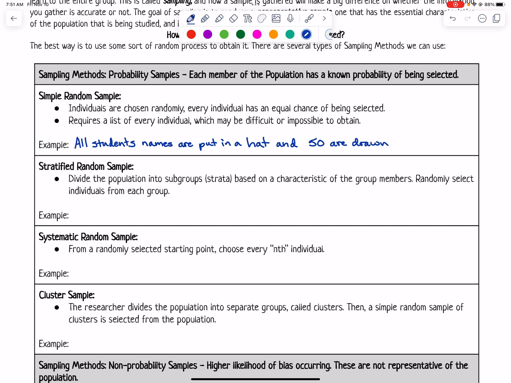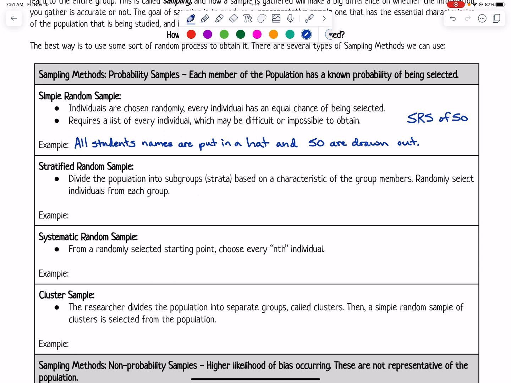All students' names are put in a hat and 50 are drawn out of the hat. So that would give us a simple random sample. They call that an SRS for short, of 50 students. They were randomly chosen. Every member of our population had an equal chance of being chosen.